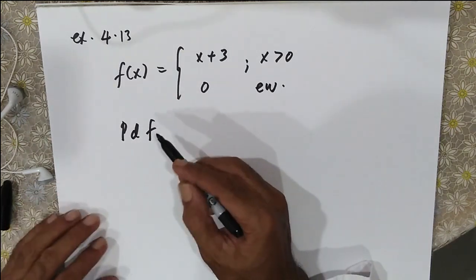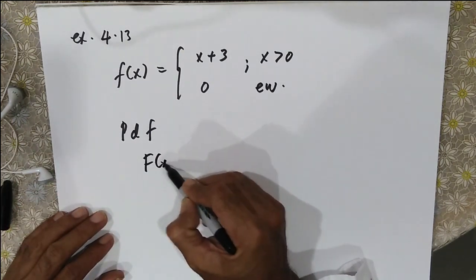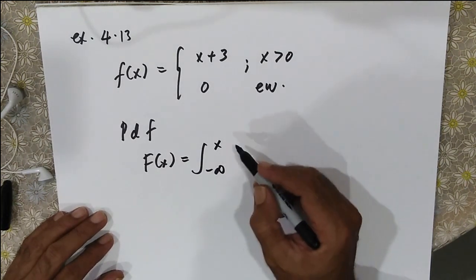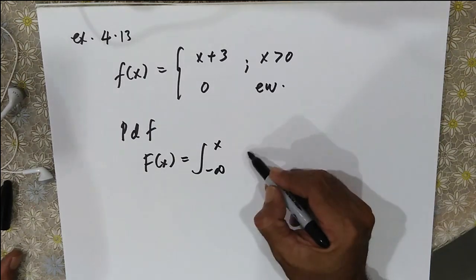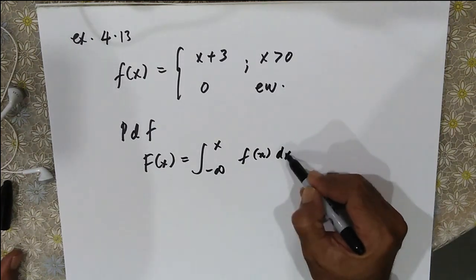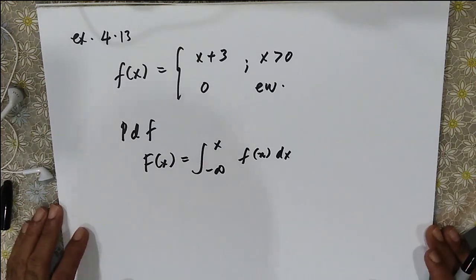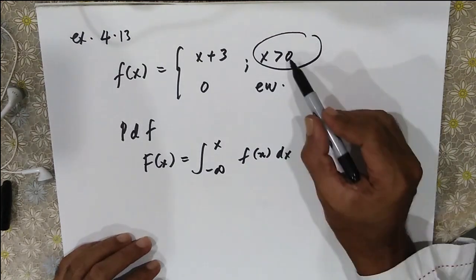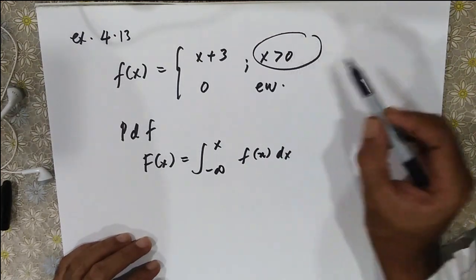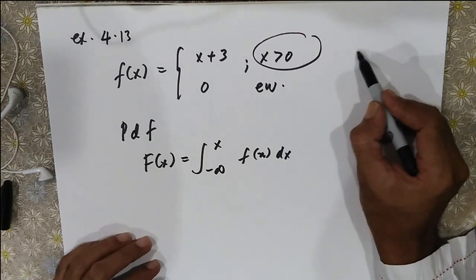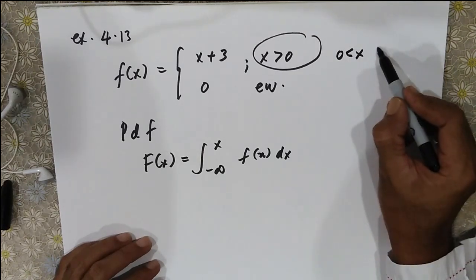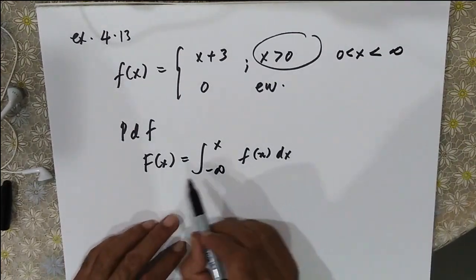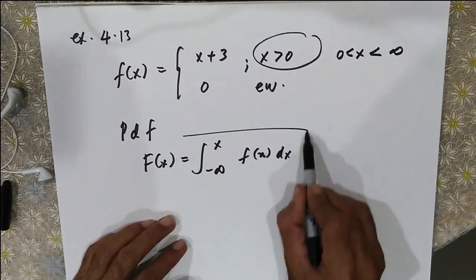So my probability distribution by definition is F(x) equal to the integral from negative infinity to x of f(x) dx. This is by definition. Okay? So we know that your x here is from 0 to infinity. The lower limit here is 0. So to find F(x), we use this definition.